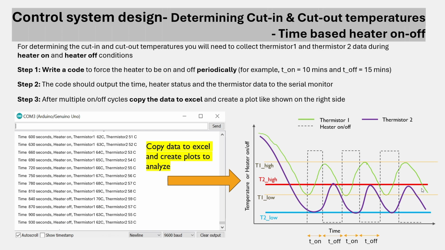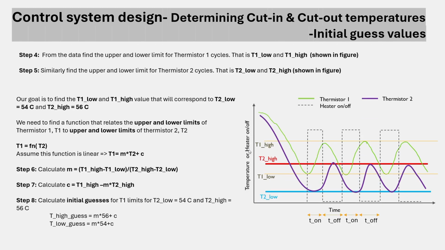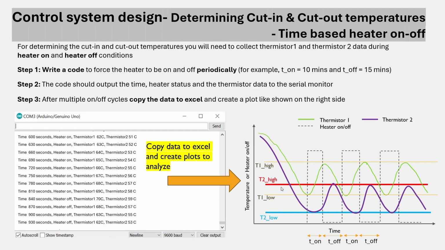and you got stable cycles. And once you have that, copy that data in Excel, and from the Excel now you find T1 low and T1 high. Okay, so you want to know from the data what is the lower values of the cycles for thermistor 1, which is called T1 low. Thermistor 1 is the green one, right?